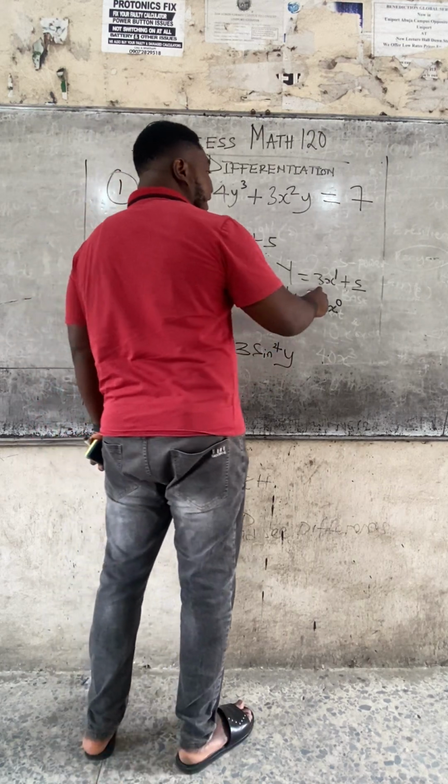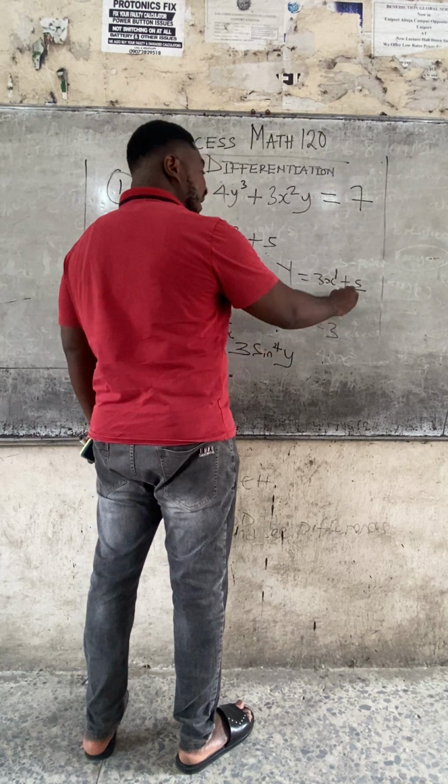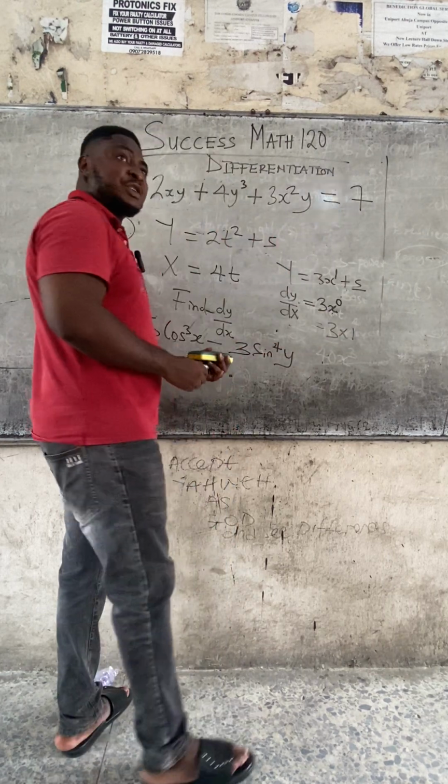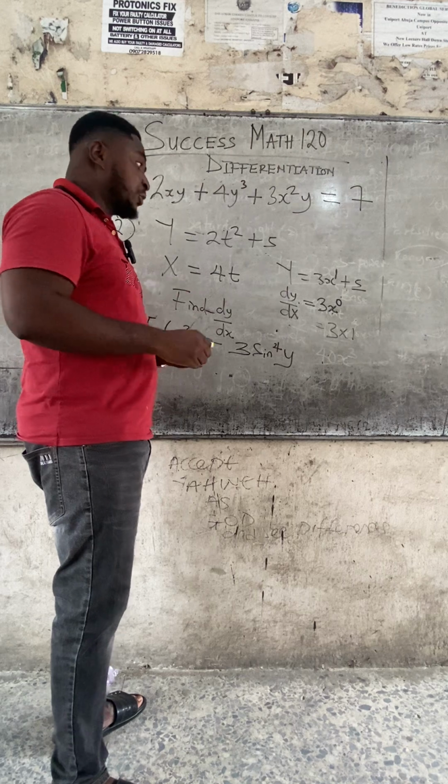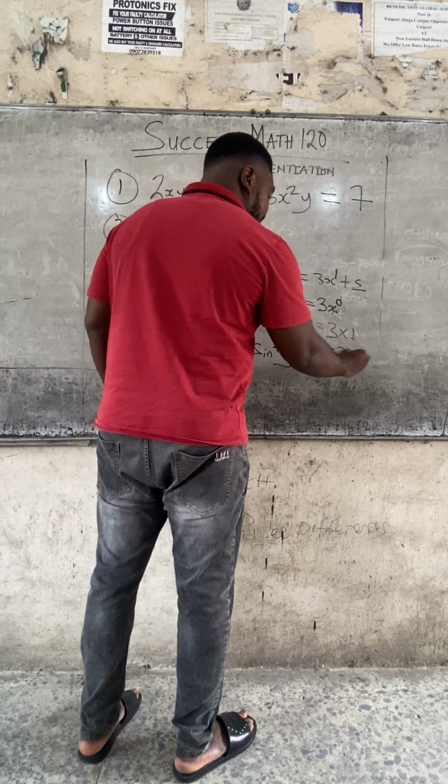So the final differentiation of 3x raised to power 1 plus 5 is 3x raised to power 0, which is 3, because x raised to power 0 is 1. Anything raised to power 0 is what? Any variable raised to power 0 is 1. So x raised to power 0 is 1, so 3 times 1, 3.